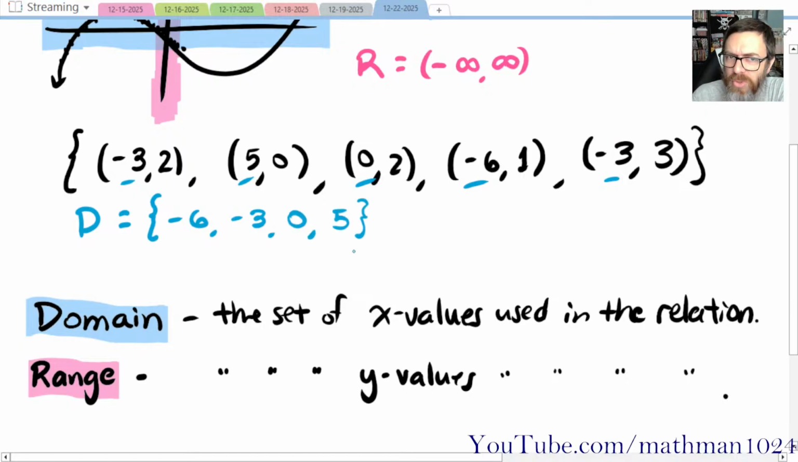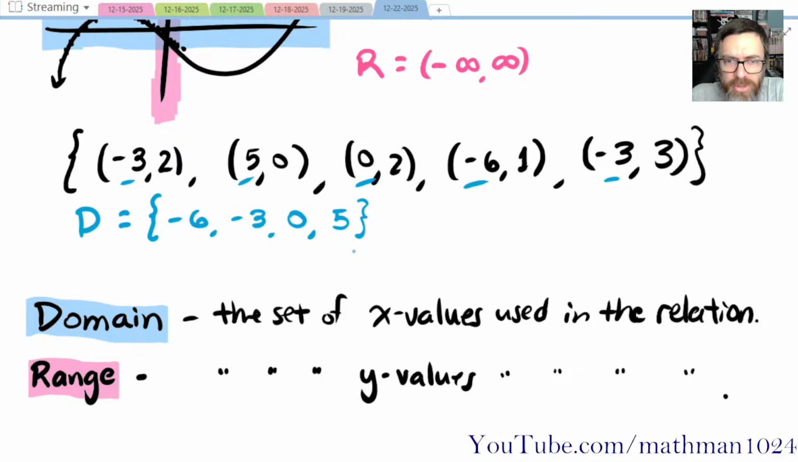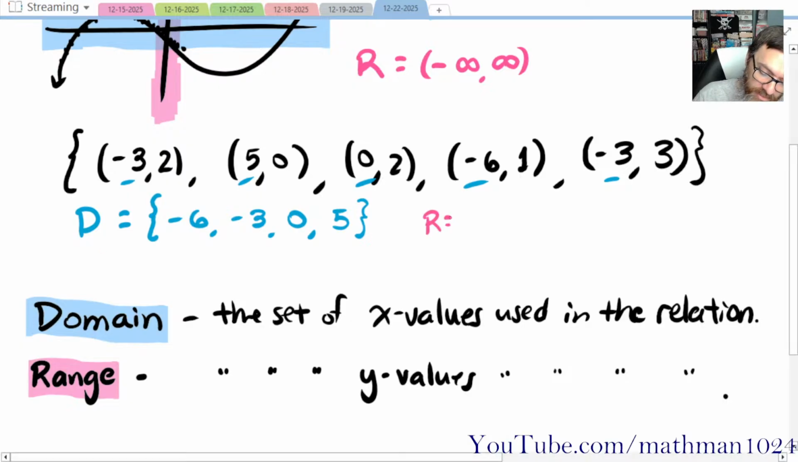And you might say, well, don't you have -3 there twice? I do, but you don't need to say that you're using it twice. If you are listing it as part of the domain, you are saying, hey, I need to use this in my relation. And that's fine. You only have to say that you're using it. You don't have to say how often you're using it. And then my range will be the set of y values. So I'm going to pick off these y coordinates that we see right here. And if I go from least to greatest, that is simply 0, 1, 2, and 3.